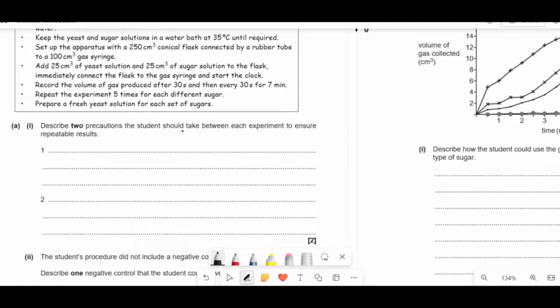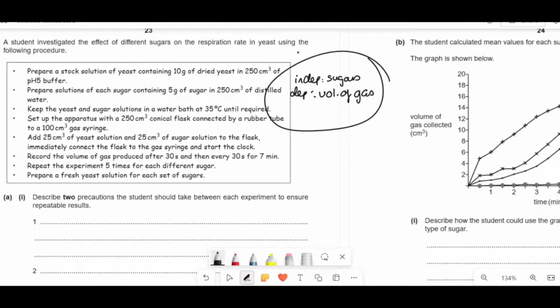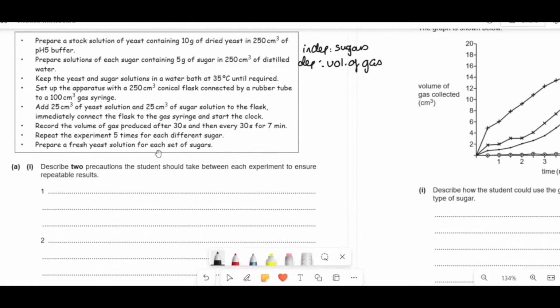Fine. It says, describe 2 precautions the students should take between each experiment to ensure repeatable results. The reason I said label this is because you need to now look at what can screw up both of these in the process. So look one by one and see what can screw up the sugars, the amount we're using, the concentration, its volume, whatever you need to control with this, and what we need to control about this.